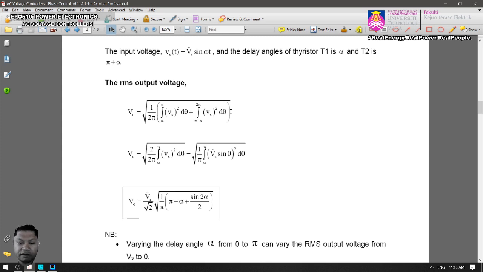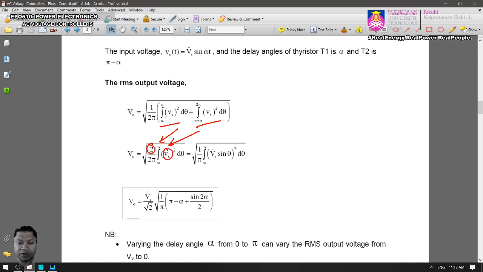And therefore, you have this. Actually, it's a similar integral. Then you can combine. So now it becomes 2. Okay, so this is after you combine both integrals here. They're all the same integral. So now it becomes 2 times the integral from alpha to 2 pi of V s squared d theta.